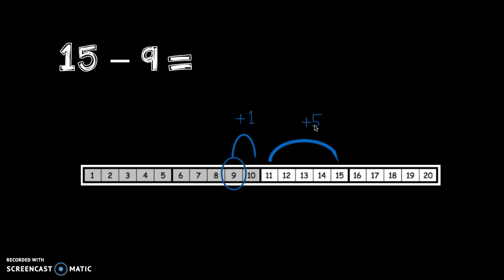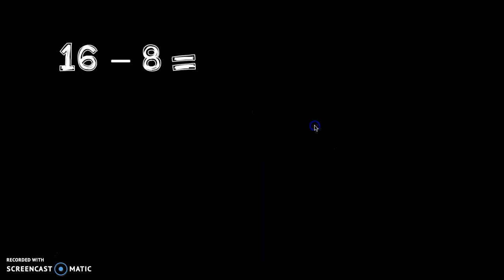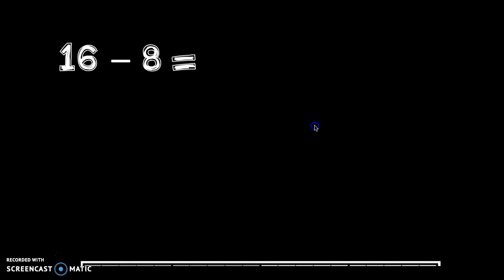My answer should be the total of when I add those two jumps together. So 1 plus 5 equals 6. That's right, friend. Good job. All right, let's try it again. This time I'm going to do 16 minus 8.